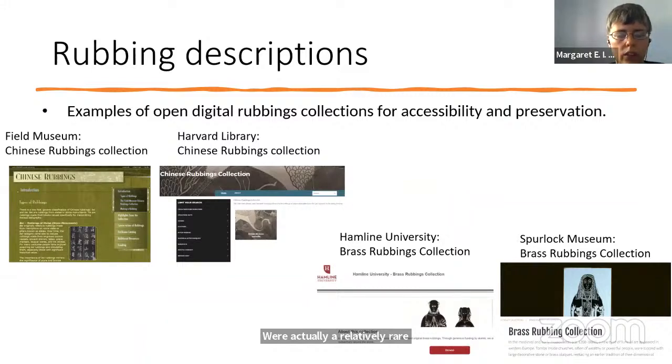Okay. Here are some examples of some open digital rubbings collections, which are available on the web. This increases accessibility and preservation, and anybody can go and look at these rubbings. Digitization has been a mainstream practice in libraries and museums and archives for quite a while now. And the digitization of rubbings allows the rubbings to be more open to the public and provides a much wider reach for the collections of museums and archives and libraries.